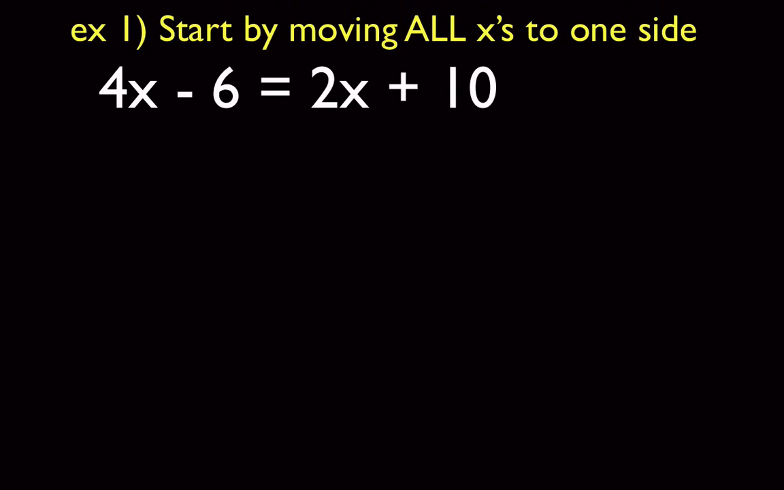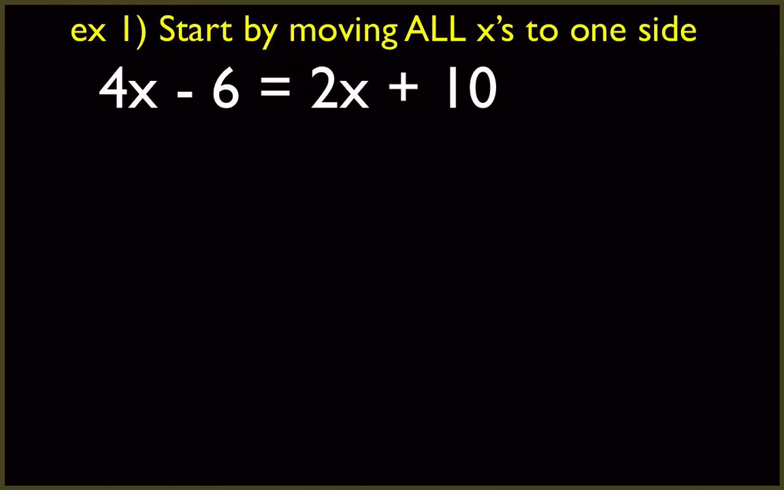Okay, so 4x minus 6 equals 2x plus 10. Technically, this problem can be done a ton of different ways. You could go ahead and subtract 4x from both sides, or you could go ahead and subtract 2x from both sides. But the key is you need to get rid of either this one or this one.